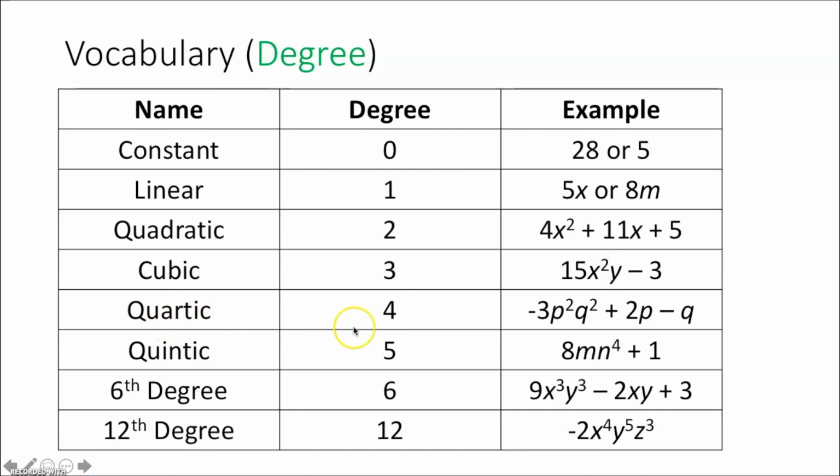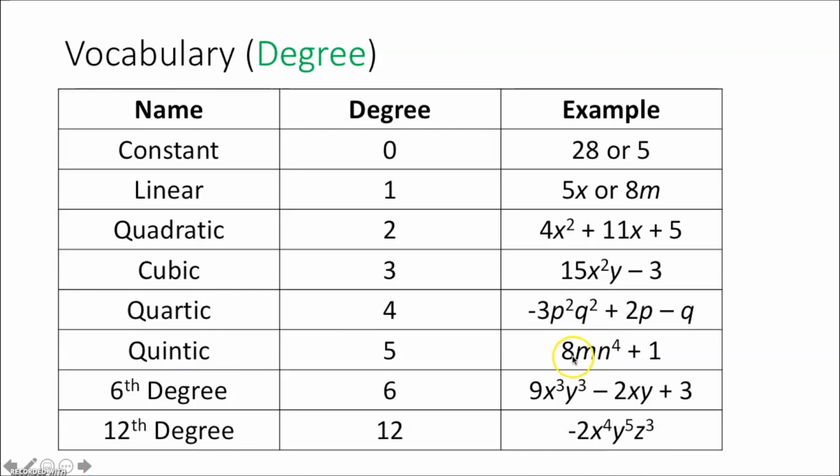A quartic polynomial is degree 4, and here you can see this p squared and q squared combine to give us a 4th degree polynomial, a quartic polynomial. Since this is p to the first and this is q to the first, those are less than our degree 4, which means we classify it based on the biggest degree, in this case, the term with the highest degree.